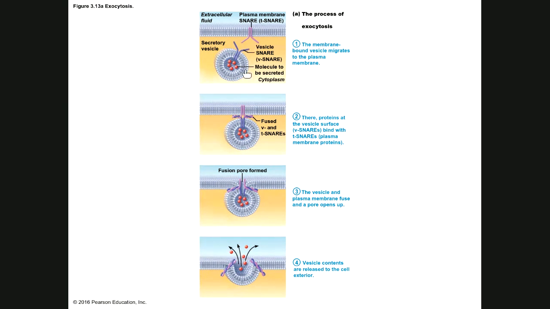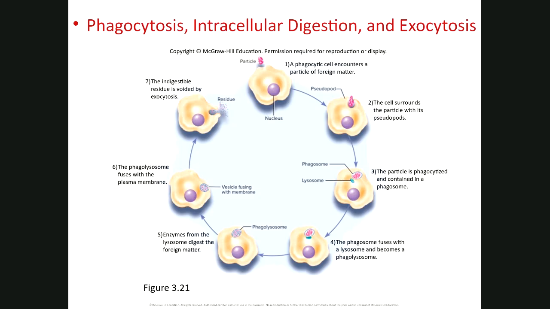And that's what's happening in this second picture. You see how the two proteins, the V and the T snares, join, they fuse. And then down here you see what starts to happen then. Now the vesicle membrane is going to fuse with the plasma membrane, and now we're able to release the contents of the vesicle.